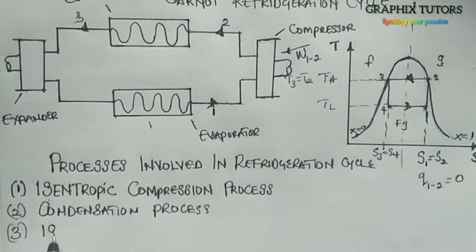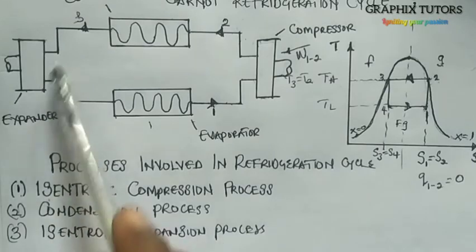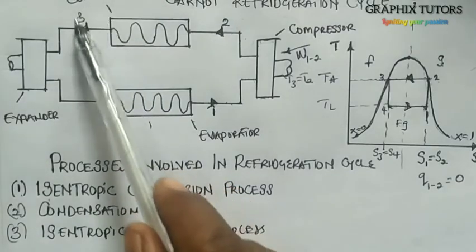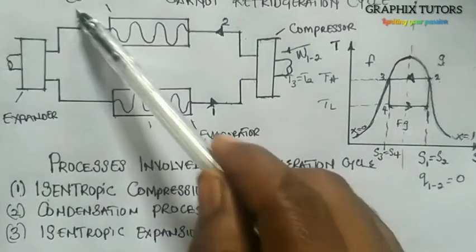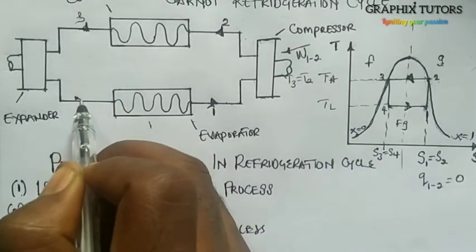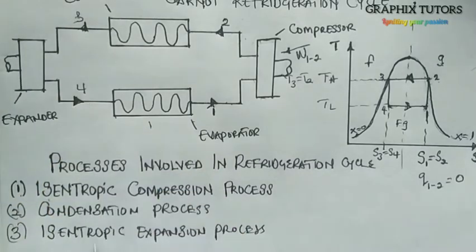Now number 3, we're talking about isentropic expansion. Isentropic expansion occurs at the expander. This is the expander here. Now, when the liquid at high temperature moves, it enters the expander where it is expanded isentropically without the help of its input or output to state 4.